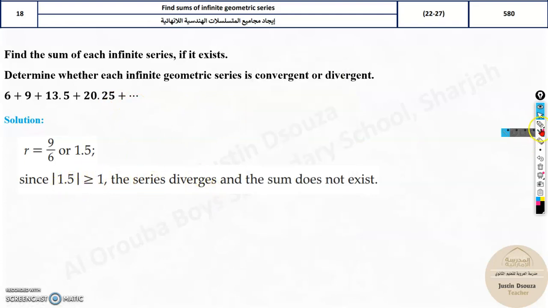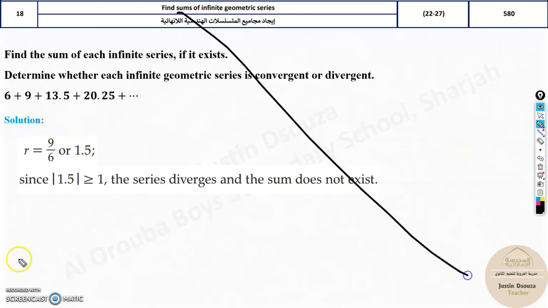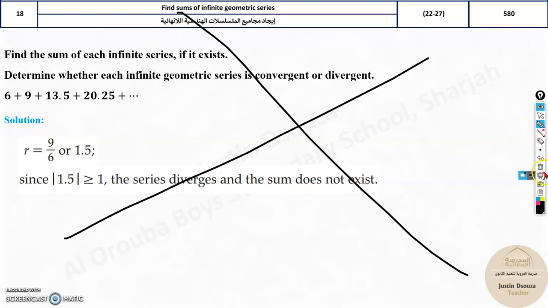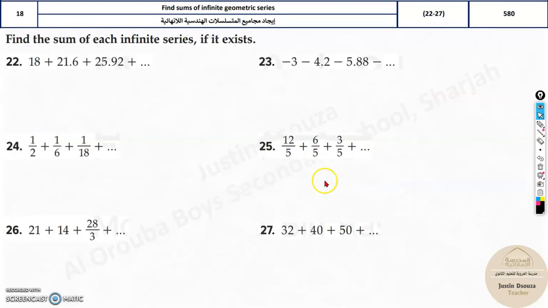This is a divergent series. Whenever the r value follows this rule, the series will converge to one single point. Therefore, we can find the sum. Whereas this is just diverging either down or up, or between two different values, where we cannot solve. So there is no sum.